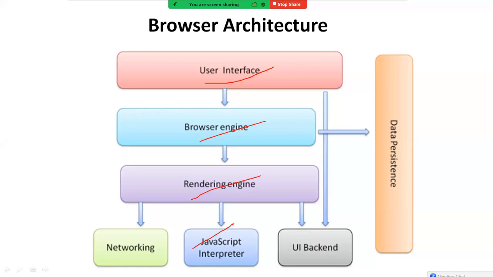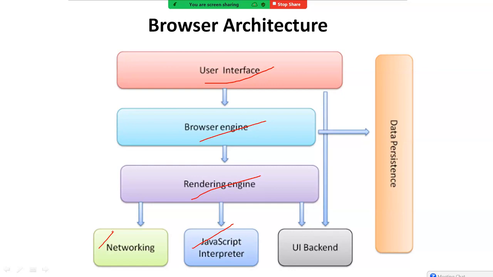And the browser has networking. I hope you know networking. In a browser, networking is responsible for tracking how many requests are happening for a page, how much time it is taking to respond, how many bytes are transferred in the response. All such information is present in network. Networking indicates how many files you are requesting, how much content it is loading, how much time it is taking.